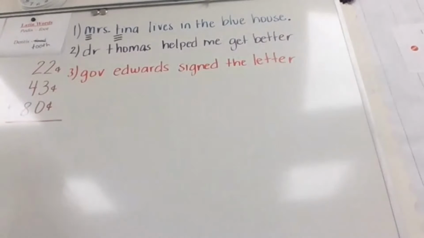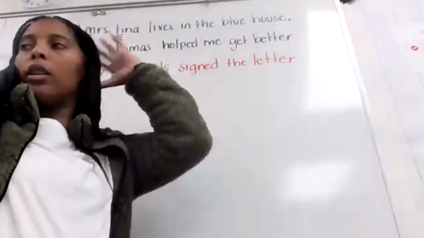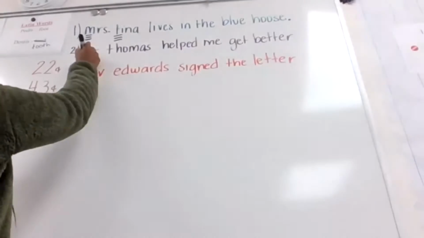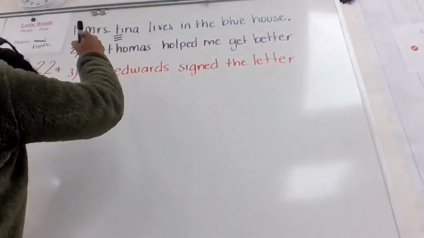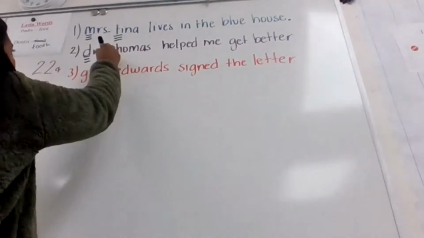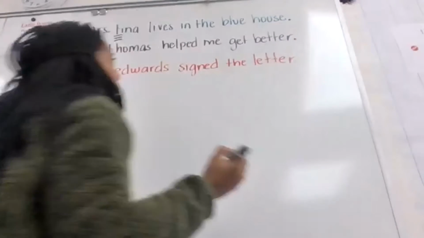Number 2. Go ahead, read that again. Dr. Thomas helped me get better. Okay, Carly? Capitalize the D in doctor, and put the dot. Capitalize the T in Thomas. And finish with the period at the end.